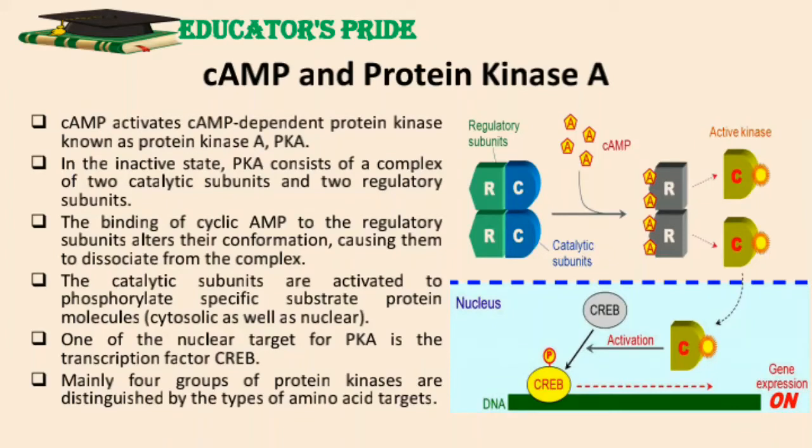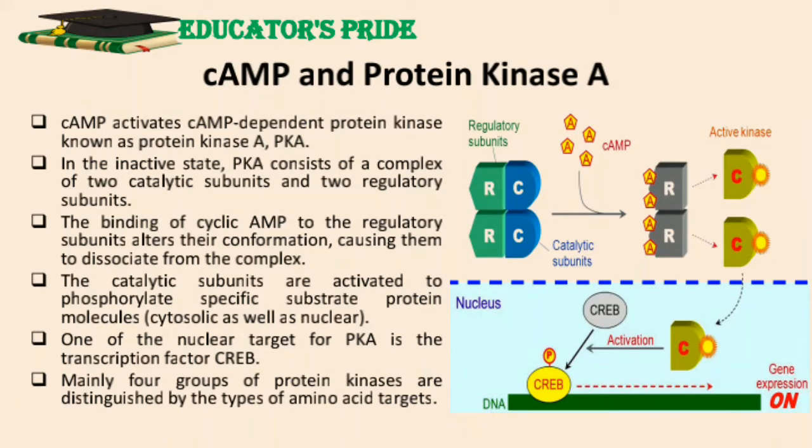proteins. In the inactive state, protein kinase A consists of a complex of two catalytic subunits and two regulatory subunits. The binding of cyclic AMP to the regulatory subunits alters their conformation, causing them to dissociate from the complex. The released catalytic subunits are thereby activated to phosphorylate specific substrate protein molecules.